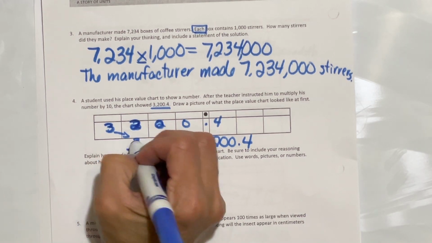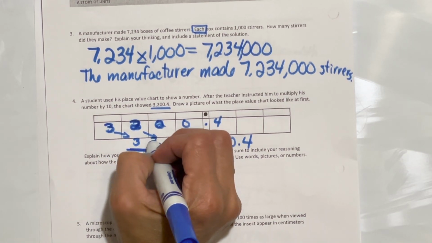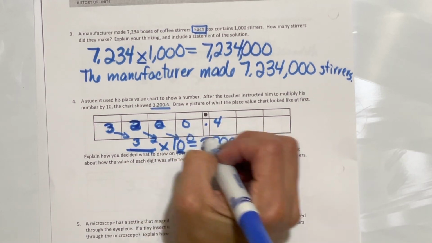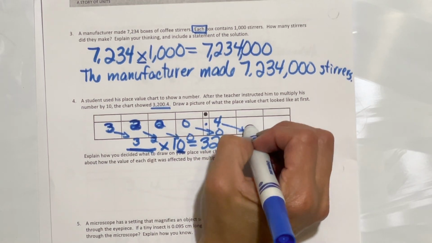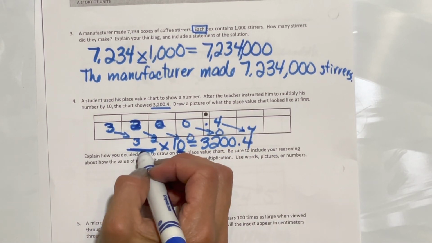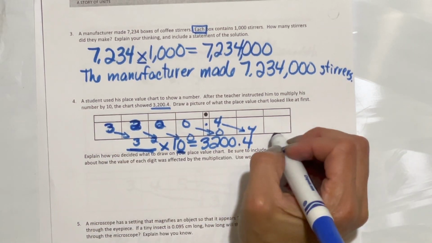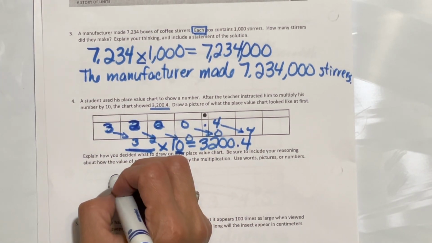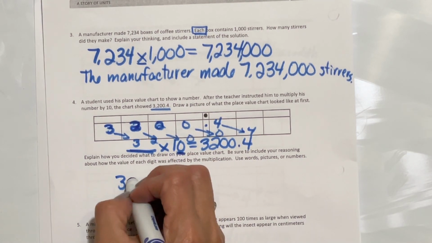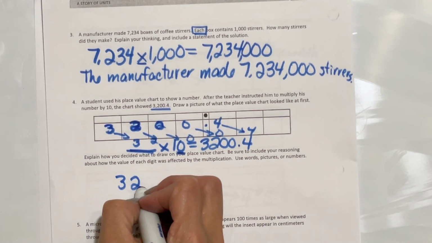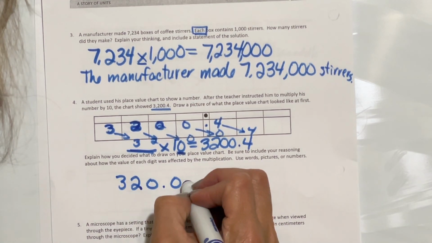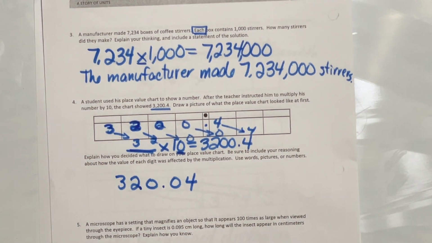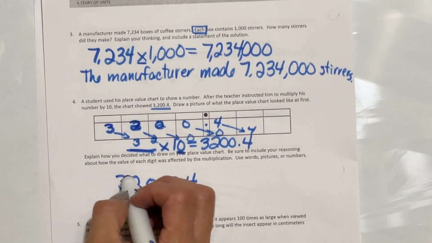So we have to move the 3 here, the 2 here, 0 here, 0 here, and the 4 here. So now I've got the 3 in the tens. So the original number is going to be 3 in the hundreds, 2 in the tens, 0 in the ones, 0 in the tenths, and 4 in the hundredths. So now, let me go ahead and check and make sure that that's my original number.